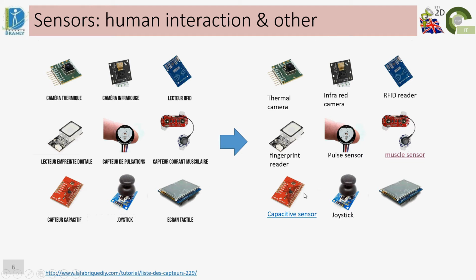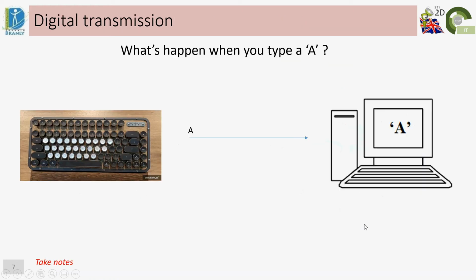Alors, it was muscle sensor, then we have capacitive sensor. I'll let you just click on it after if you want. Joystick and touch screen, écran tactile. This was for the sensors.